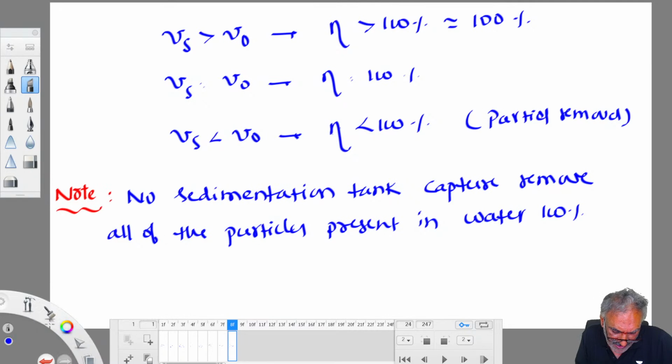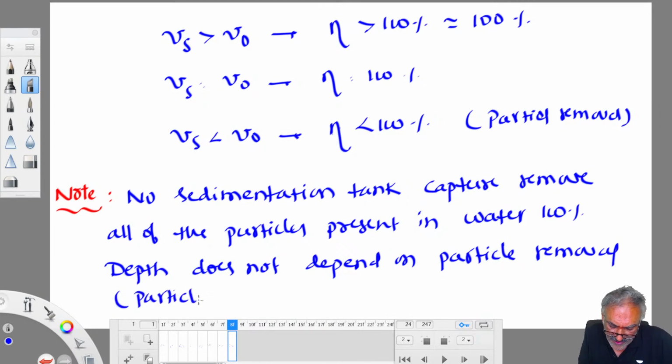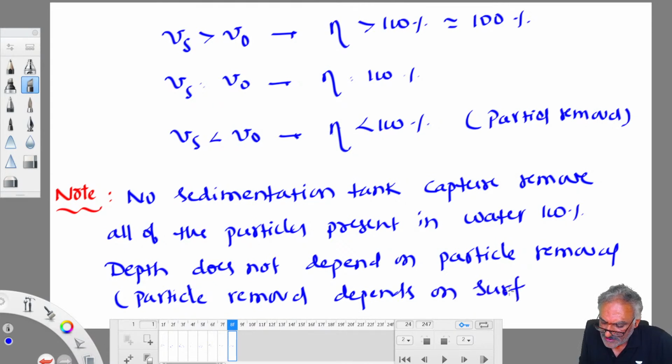While capturing the particles, depth does not influence particle removal. It is only surface area. Particle removal does not depend on depth; it depends only on surface area. By changing the surface area, we can increase or decrease the particle removal. So the surface dimensions of the sedimentation tank are important. That's why V0 is a very important parameter. Depth does not play any role in particle removal.